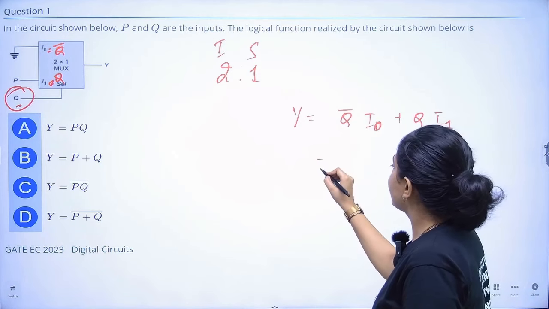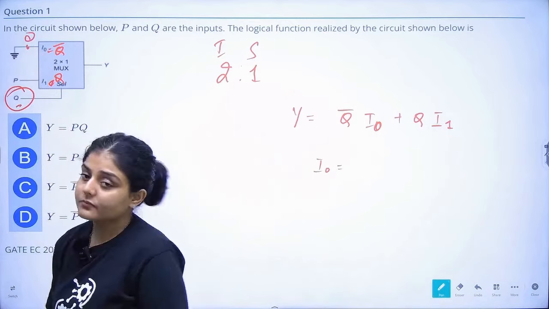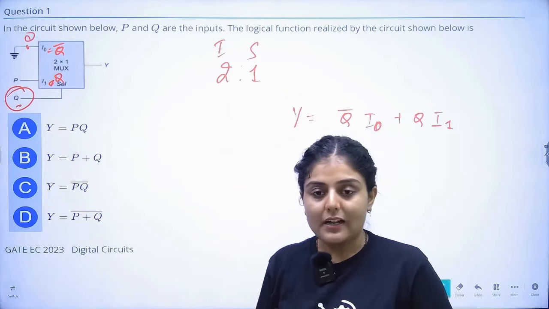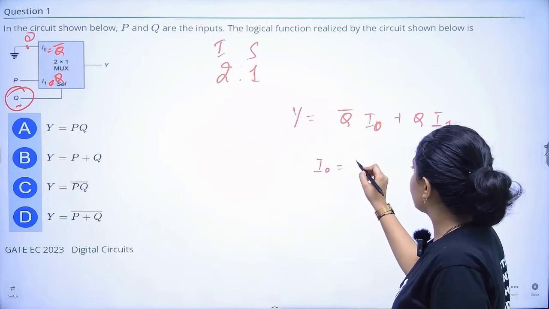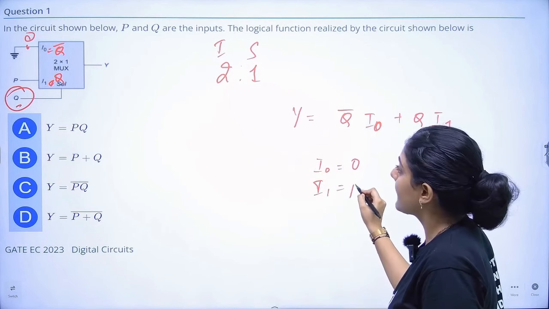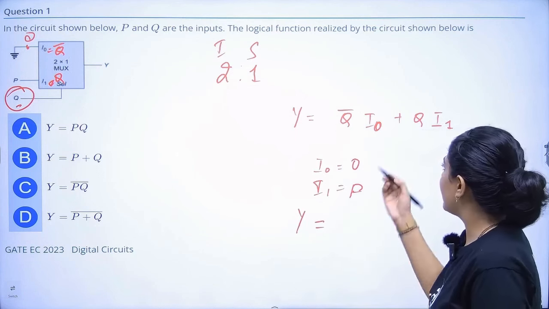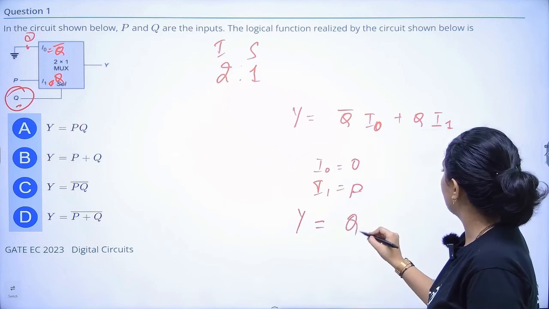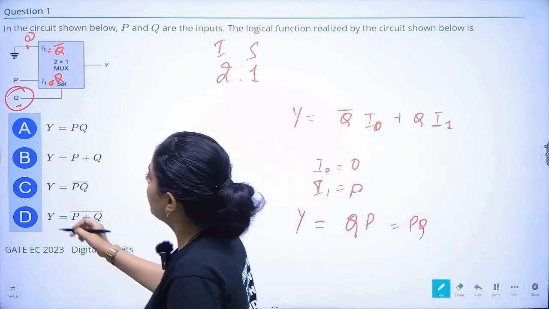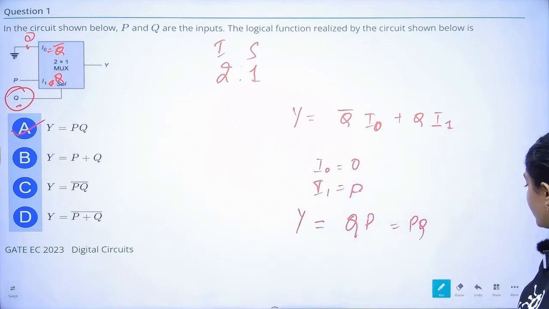So here I0 is grounded. Ground means digital 0, and if we are applying some voltage, that is digital 1. So I0 is 0 and I1 is given by T. Y will be equal to Q bar times I0, which becomes 0, plus Q times I1, so the output is as in option A.